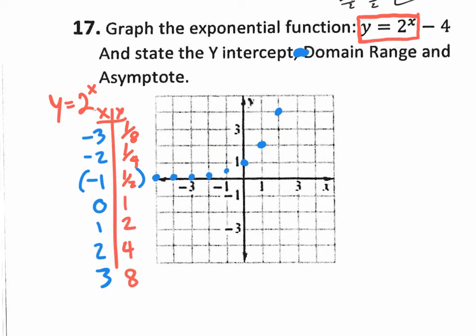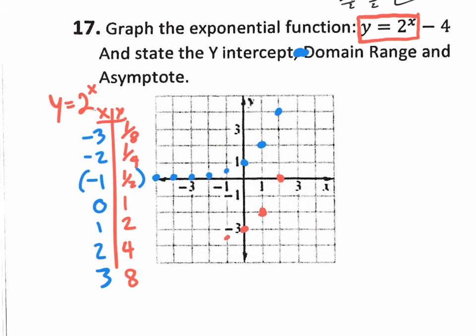You still need to shift it 4 units down. So take each one of those points and move them 4 units down. This one, 1, 2, 3, 4. You end up right here. The next one, 1, 2, 3, 4. You end up right here. And so on and so on.